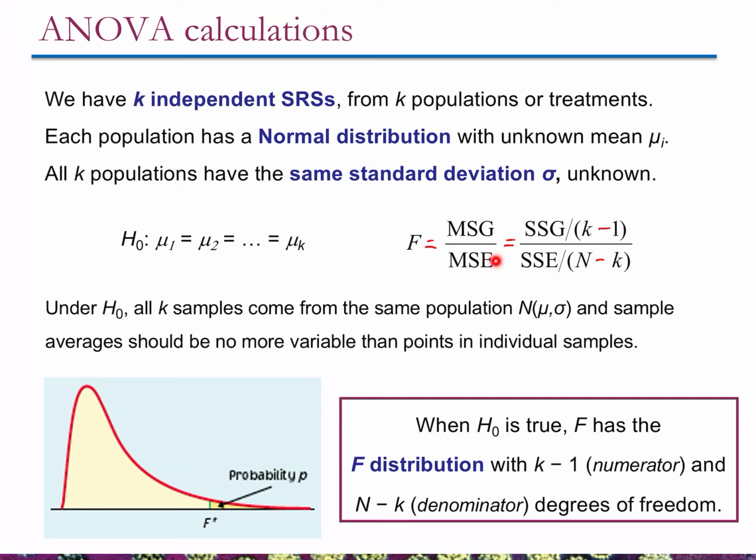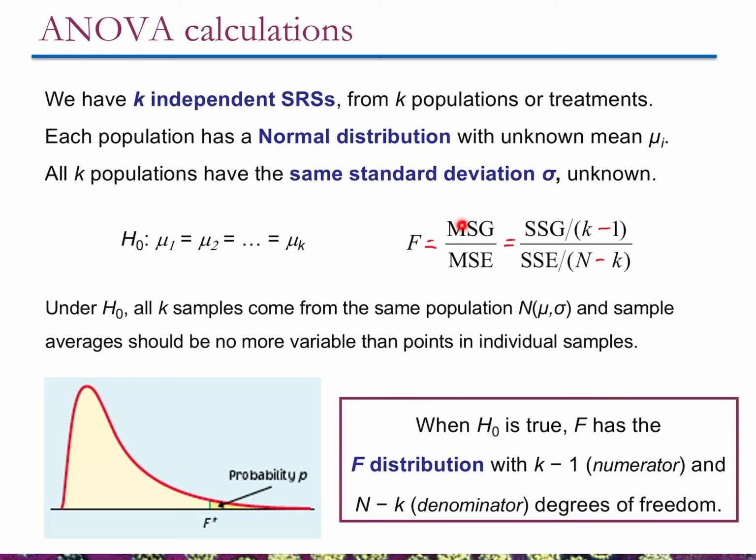When we divide the variation between samples by the variation within samples, we get what's called our F statistic. This is named after Ronald Fisher, who was a statistician back in the early 1900s who developed many of these statistical tests that we use. So what we're doing here is looking at a ratio of variation between samples to variation within.